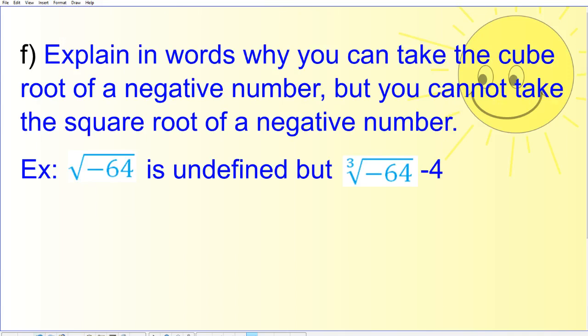Letter F. Explain in words why you can take the cube root of a negative number, but you cannot take the square root of a negative number. So my example is the square root of negative 64 is undefined, but the cube root of negative 64 is negative 4. So give a thought to that. Try it out. See what happens. When you're ready to continue, hit play, and we'll go through it together.